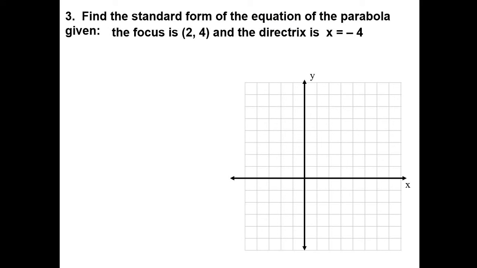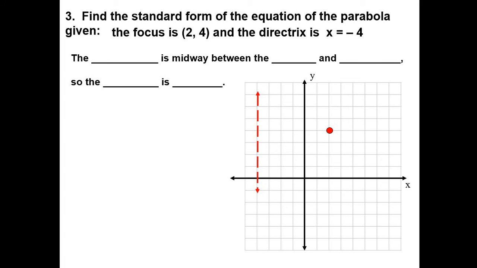Number 3, find the standard form of the equation of the parabola. Now, given the focus is 2, 4, and the directrix x equals negative 4. Okay, this time we're going to solve for the equation. Given yung focus at directrix. Okay, graph na natin, plot na natin yung focus and the directrix. So, dito yung focus, it's at 2, 4.